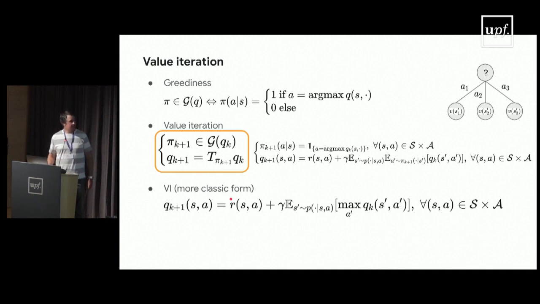And the more classic form that you may see more often is that the next Q value is the reward plus gamma, the expectation over the next state of the maximum over the next action of the previous Q function. This is the classic way, but these two ways of writing value iteration are purely equivalent. And we'll start with this for what follows.